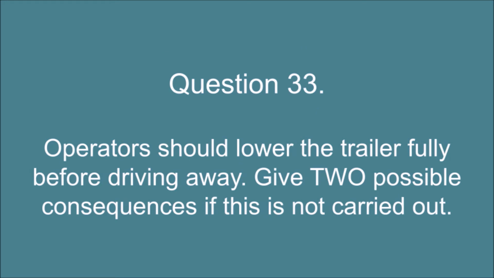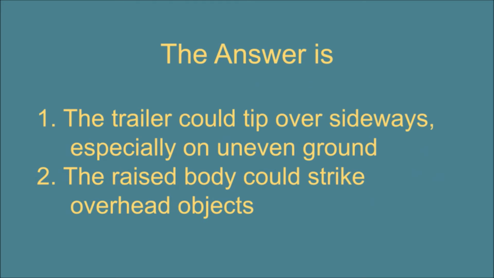Question 33. Operators should lower the trailer fully before driving away. Give 2 possible consequences if this is not carried out. The answer is 1. The trailer could tip over sideways, especially on uneven ground. 2. The raised body could strike overhead objects.